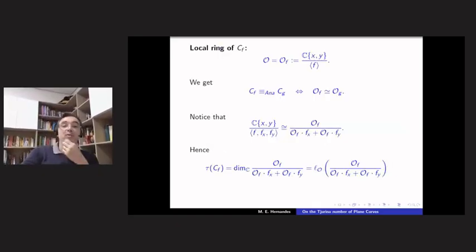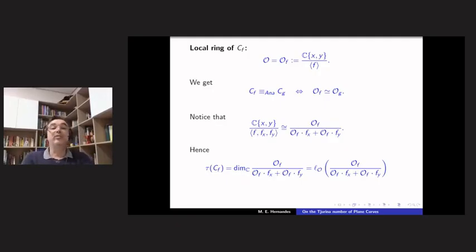For this purpose, we have to introduce some objects associated to a plane curve, and one of them is the local ring of F. The local ring is precisely the quotient ring of the power series ring in x, y by the ideal generated by the equation of F. And it is well known that analytic equivalence can be rewritten in terms of the local ring. More precisely, two analytic curves are equivalent if and only if their local rings are isomorphic as C-algebras.